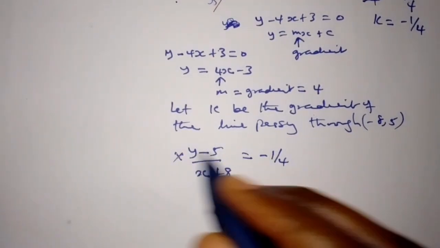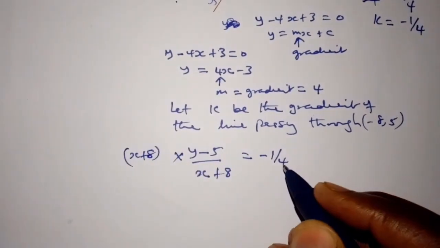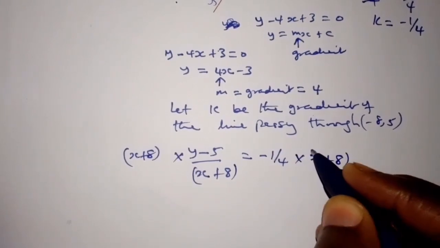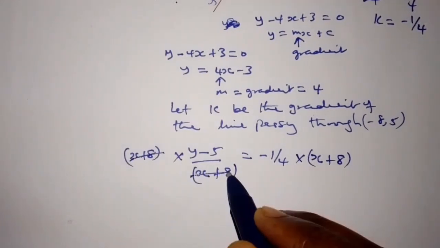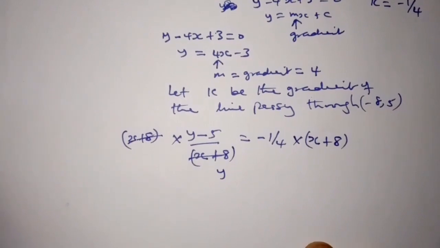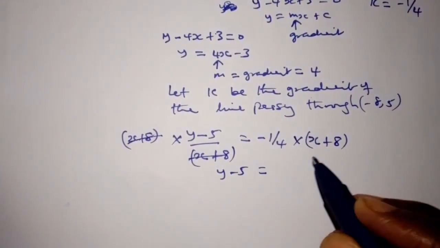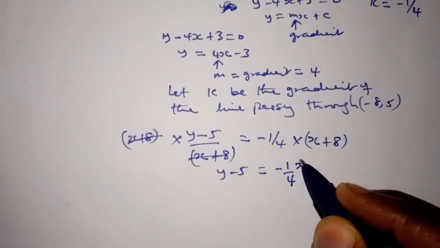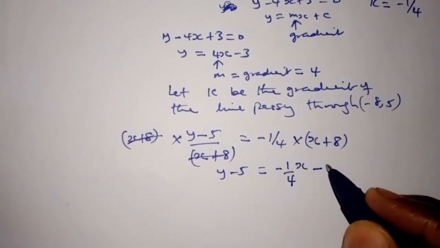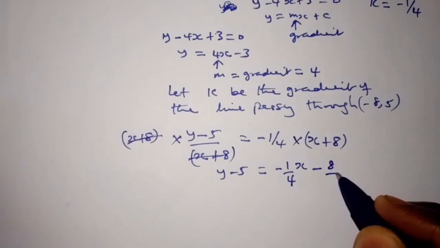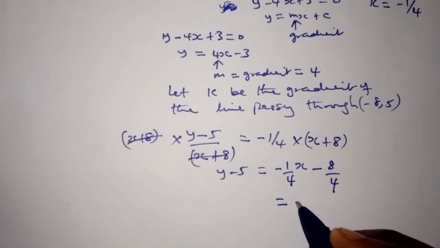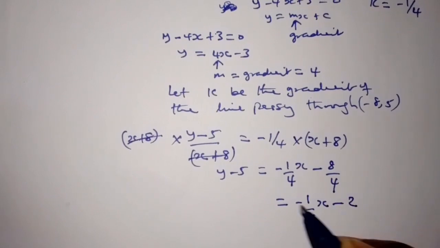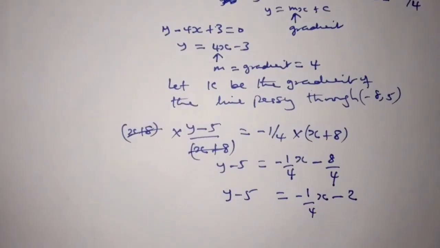We can multiply both sides by x plus 8. So this will cancel that. y minus 5 is equal to -1 over 4 x minus 8 over 4, which is equal to -1 over 4 x minus 2.